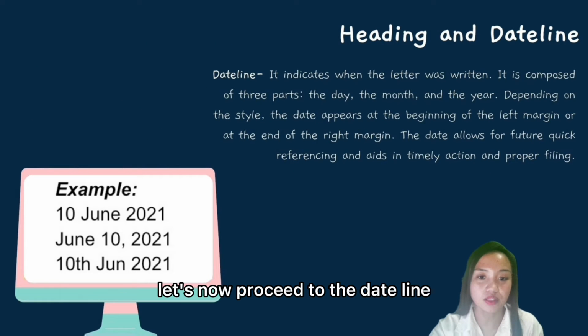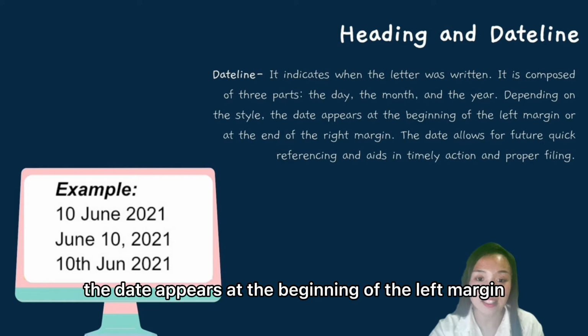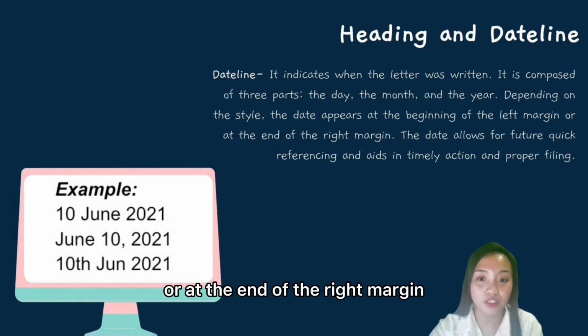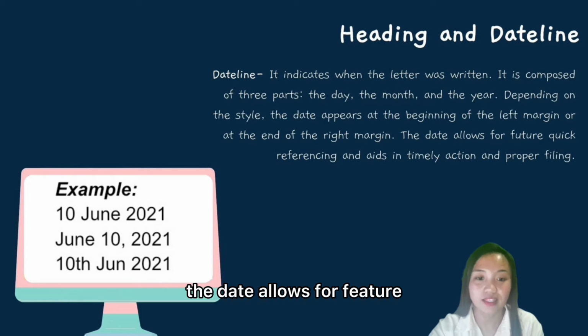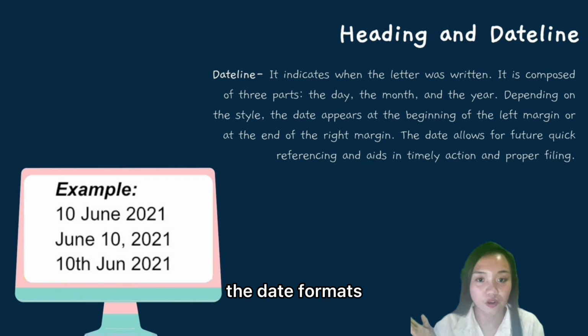Let's now proceed to the date line. This indicates when the letter was written, not when the letter was released. It is composed of three parts: the date, the month, and the year. Depending on the style, the date appears at the beginning of the left margin or at the end of the right margin. The date allows for future quick referencing and aids in timely action and proper filing. So here are the example of the date formats.